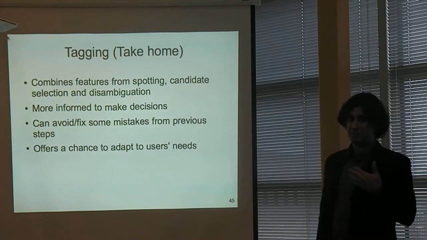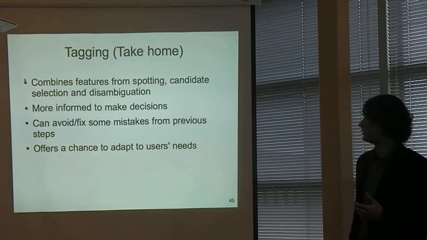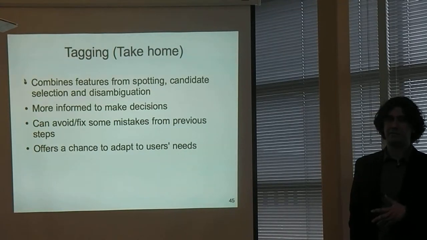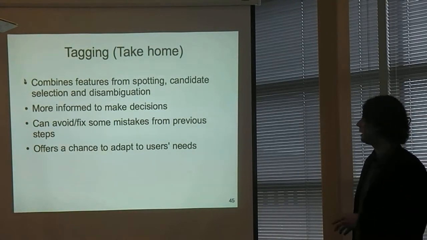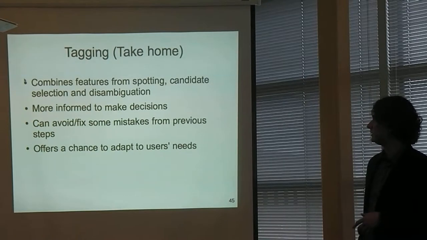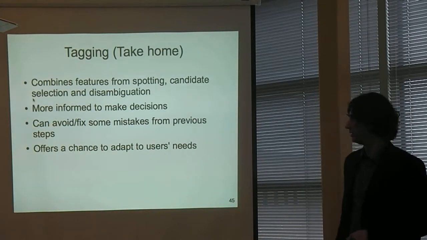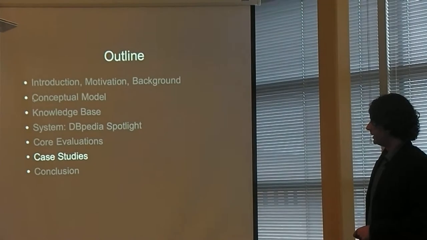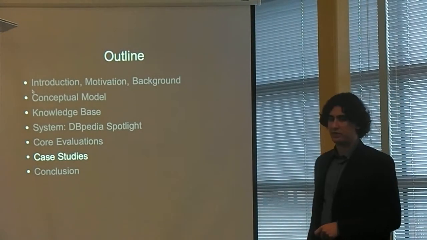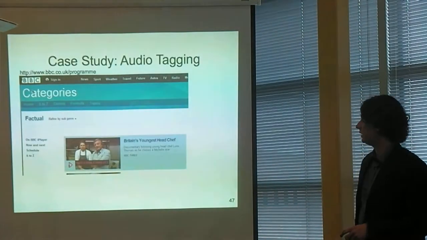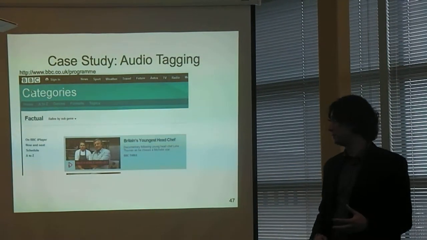So the step tagging is actually an opportunity to then combine features that we have from the other steps, the spotting, candidate selection, and disambiguation, to then perhaps fix some mistakes that were made, because we have now the chance to make more informed decisions, right? And it also, of course, offers a chance to adapt to what the user wants to see as they're interacting with the system. So we're going to go now to case studies, where we looked at actual applications and how the system can be used there.